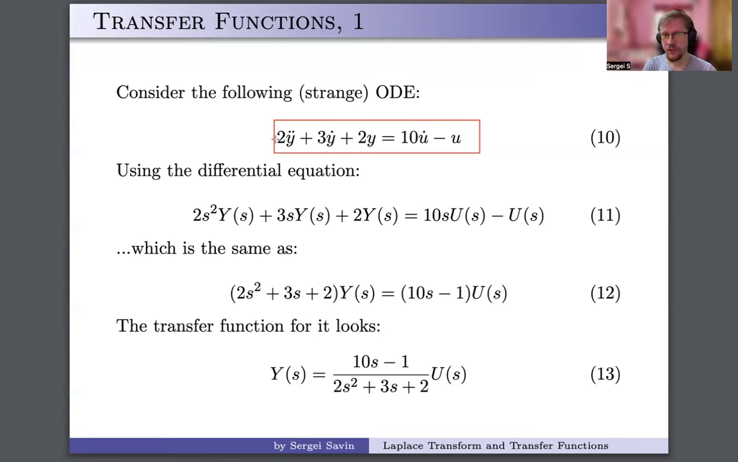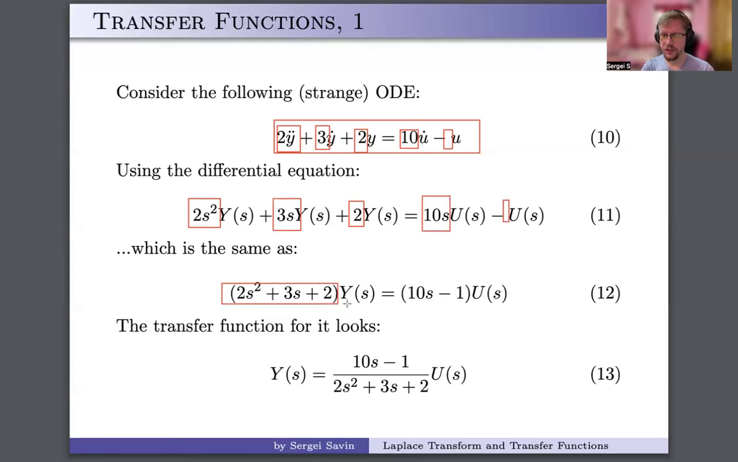Now, what you can do is transform both sides to Laplace domain. So 2s squared, this is this guy. 3s, this is this guy. 2, this is this guy. That is the left hand side. Right hand side, 10s here and minus 1 here. Now you can take y out of the brackets.